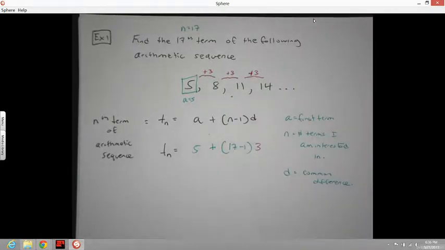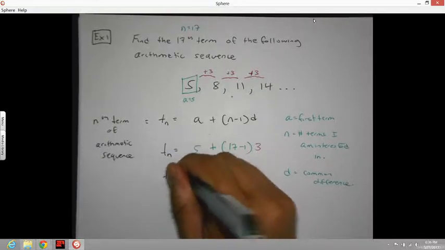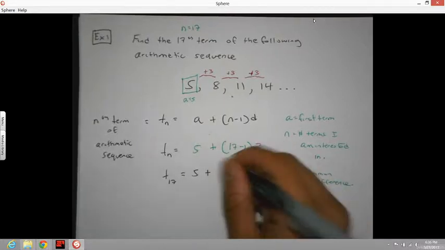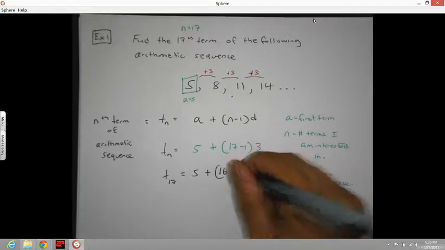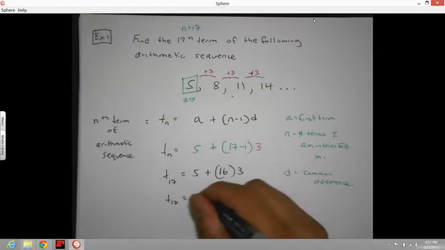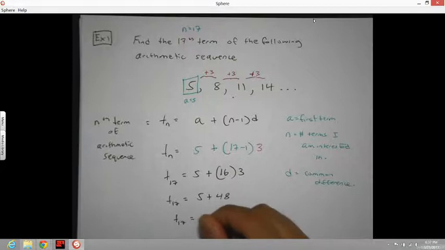So let's do this together. If I find out my t of, it's no longer my t of n, I'll write it as t17. It's going to be fine. Okay, I have my 5, and 17 minus 1, you know, is 16, right? I multiply it by 3, okay, and T17 then equals, well, 16 times 3 is 48, okay? My 17th term, guys, is the number 53.